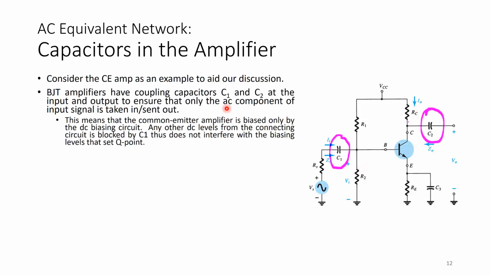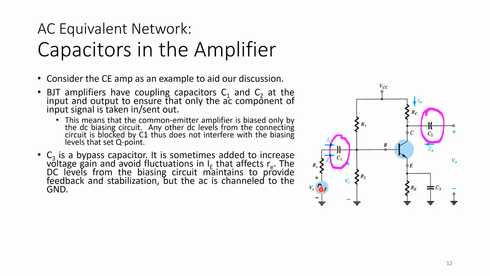BJT amplifiers have coupling capacitors C1 and C2 at the input and output to ensure that only the AC component of the input signal is taken in or sent out. This means that the common emitter amplifier is biased only by the DC biasing circuit. Any other DC levels from the connecting circuit are blocked by C1, so they do not interfere with the biasing levels that set the Q point. Because when we design for the Q point, we only design values of, in this example, R1, R2, RC, and RE. But what comes before this is not, so it should be blocked.